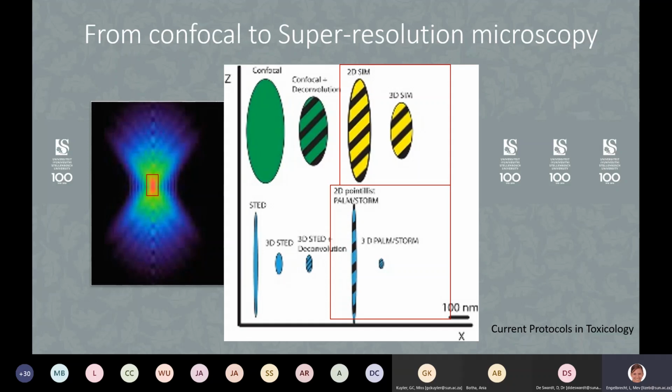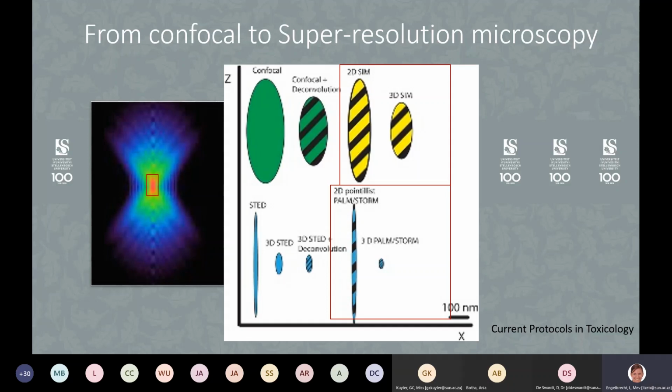If you do deconvolution, you can reduce that point spread function quite significantly, but still it's not as good as we would like it to be. So there are these three types of super resolution I've mentioned. The first one is called SIM, Structured Illumination Microscopy. Today there are ways to do 3D structured illumination microscopy. So from a 2D SIM, the point spread function is already reduced in the X and Y axis, and if you do 3D SIM, you also reduce the resolution in the Z plane.